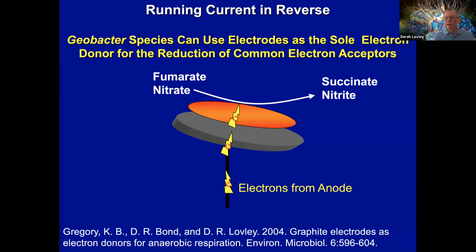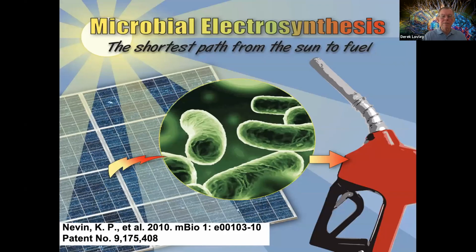And you can also then get microbes to go, I think it's interesting to know, not just to make current, but you can feed electricity to microbes. So if you poise this electrode at a low potential, electrons will go the other way. And this was first seen by Kelvin Gregory and Daniel Bond with studies with Geobacter, so we could drive its respiration. So again, kind of just a laboratory interest, and some practical applications have been developed.